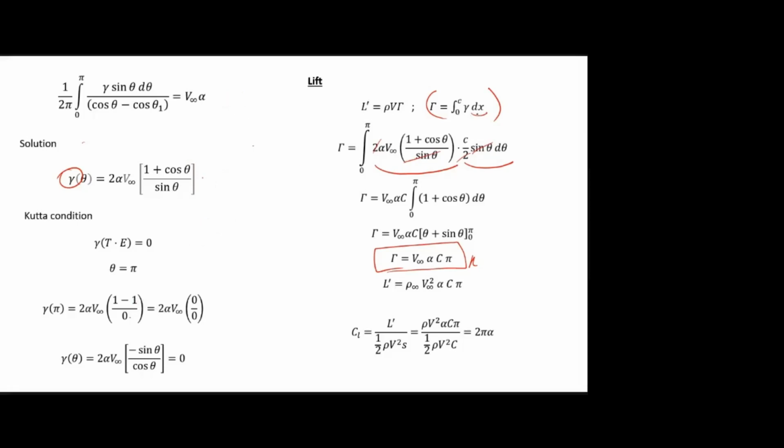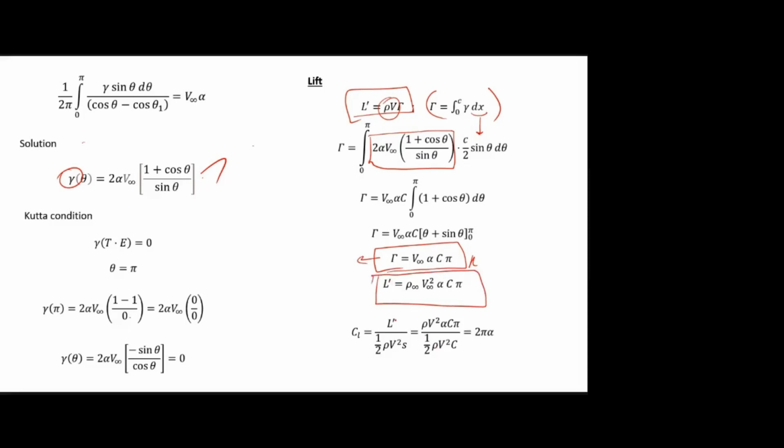So everywhere you are getting dx, you have to convert it into theta. You should not forget. So this is the capital gamma equation. This is the small gamma we just found, and instead of dx, it is c by 2 sin theta d theta. Simplify, integrate, and apply the limits. You will get V infinity alpha c pi. So once you know this capital gamma, you can find the lift using the Kutta-Joukowski theorem, rho v gamma. Simply you have to multiply by rho v. So you can get the lift equation.